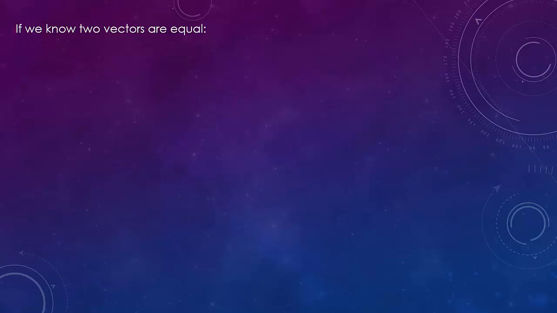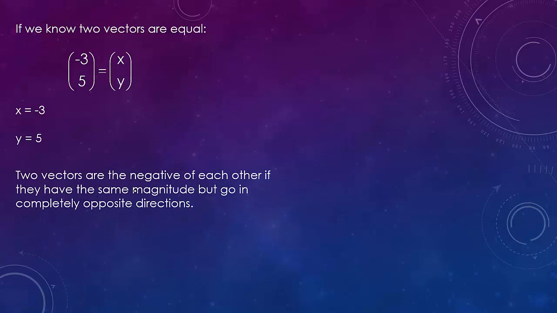If we know that 2 vectors are equal, such that (-3, 5) is equal to (x, y), it follows that x is equal to -3 and that y is equal to 5. 2 vectors are the negative of each other if they have the same magnitude but go in completely opposite directions. In other words, there'd be 180 degrees between their directions.